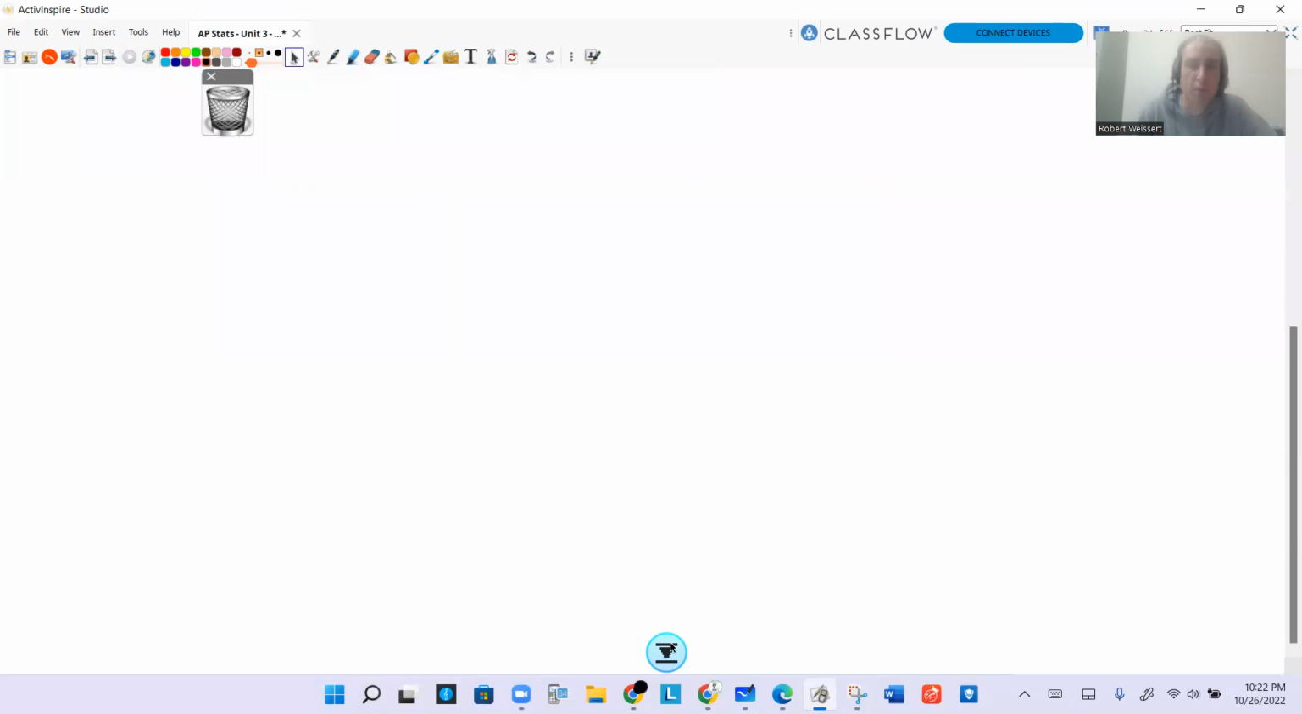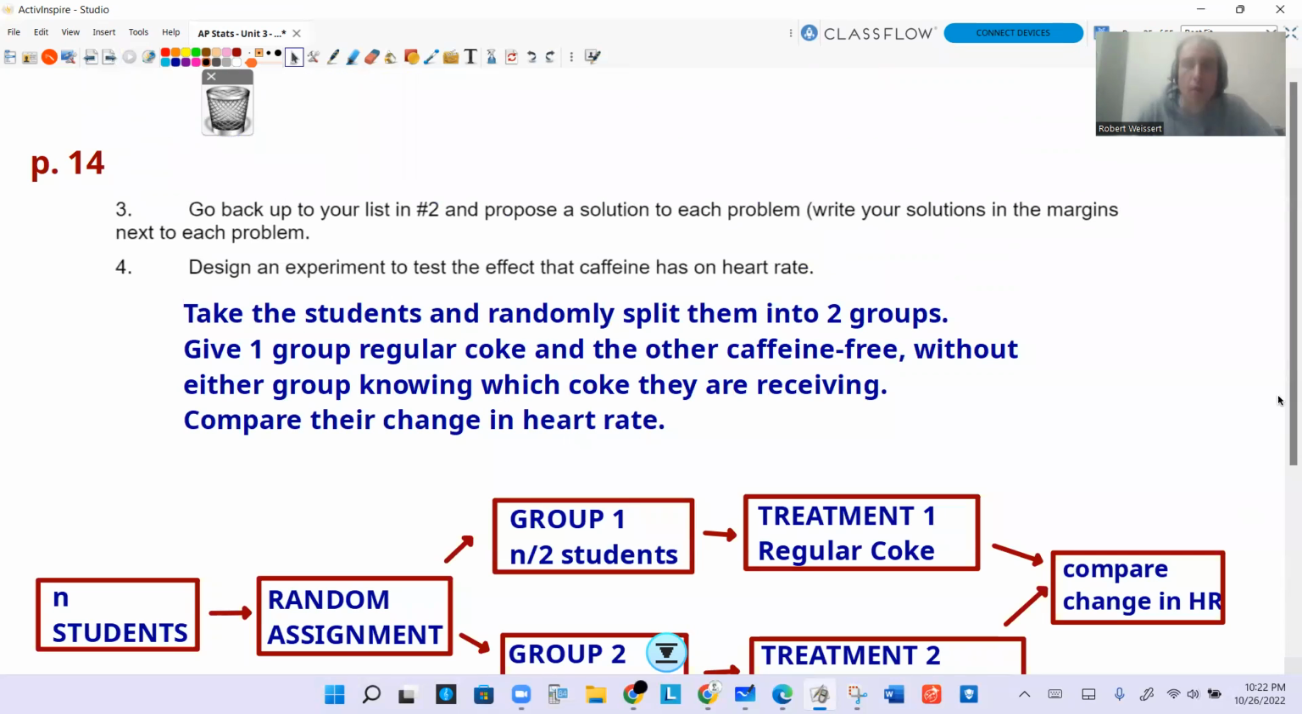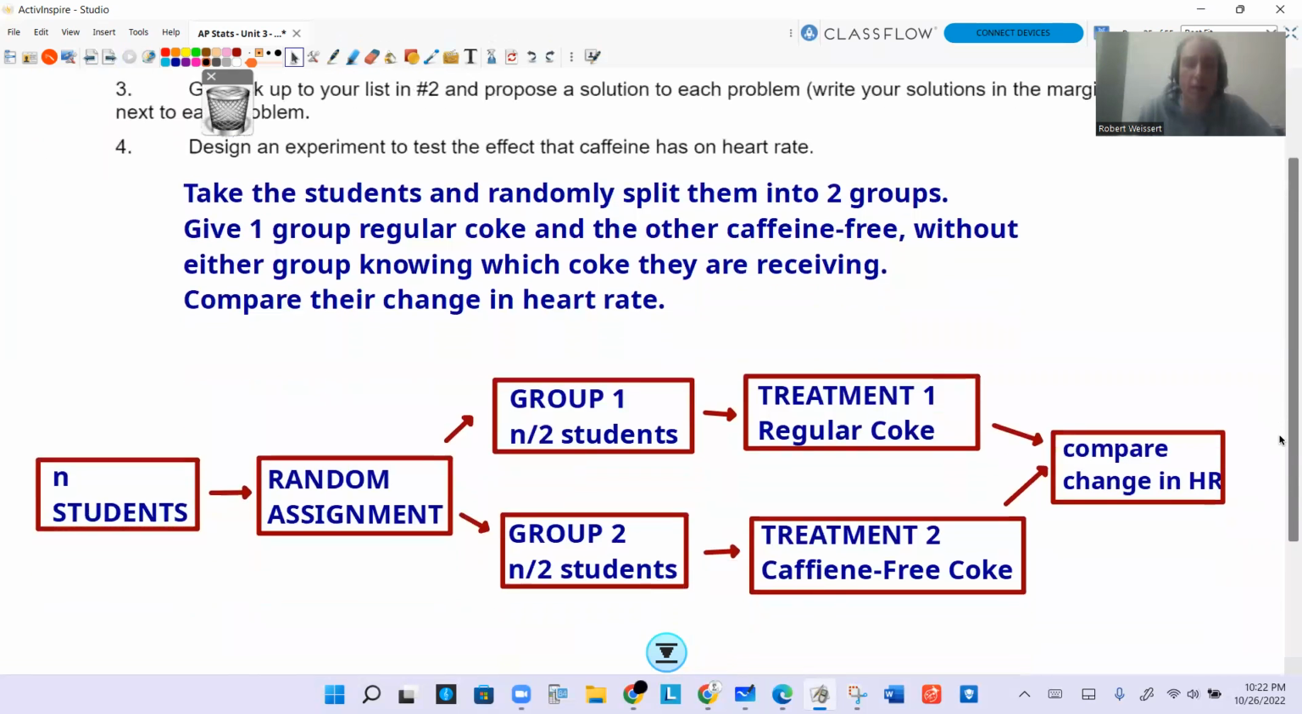And then we want to go down here and we want to, sorry, I thought I had my little layout there. Maybe it's the next one. Yeah, here it is. So we want to be able to visualize what that looks like. I don't know the number in the groups, but start with N students. Do some random assignment. Split them into two equal size groups, randomly assigned. One of them is going to get regular Coke, one's going to get caffeine-free, and then we're going to compare the change in heart rates. This will give you a baseline, a comparison.